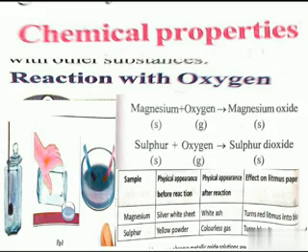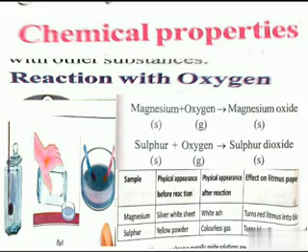All the products in the above reactions are oxides, but they are not the same in nature. Let us see. The oxide of magnesium turns red litmus to blue, and the oxide of sulfur turns blue litmus to red. From this knowledge, you can say that magnesium oxide is basic and sulfur dioxide is acidic.